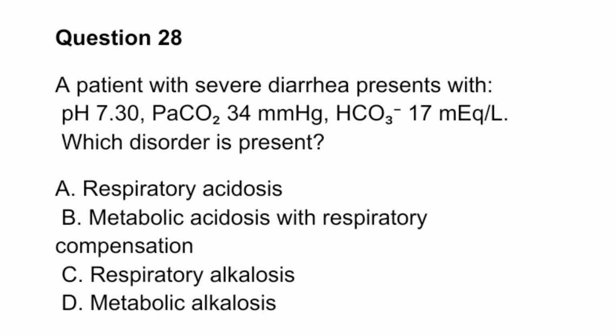Question 28. A patient with severe diarrhea presents with pH 7.30, PaCO2 34 mmHg, HCO3- 17 milliequivalents per liter. Which disorder is present? A. Respiratory acidosis. B. Metabolic acidosis with respiratory compensation. C. Respiratory alkalosis. D. Metabolic alkalosis.